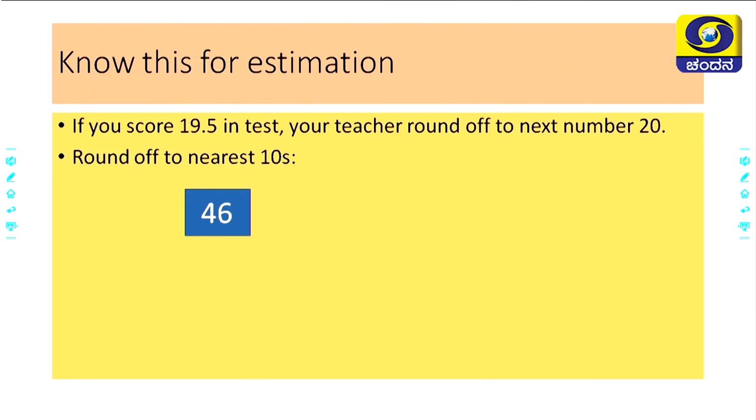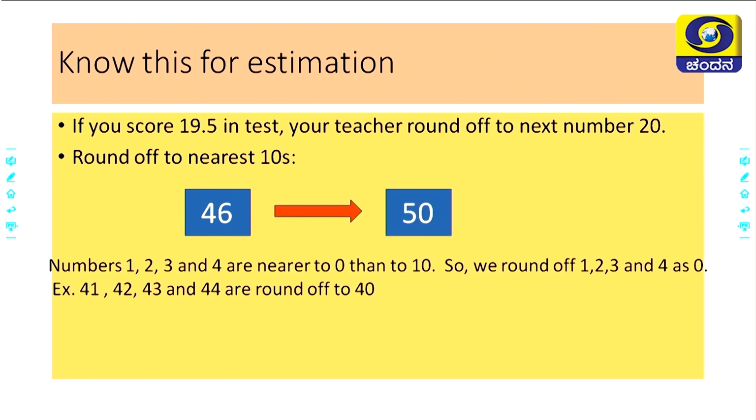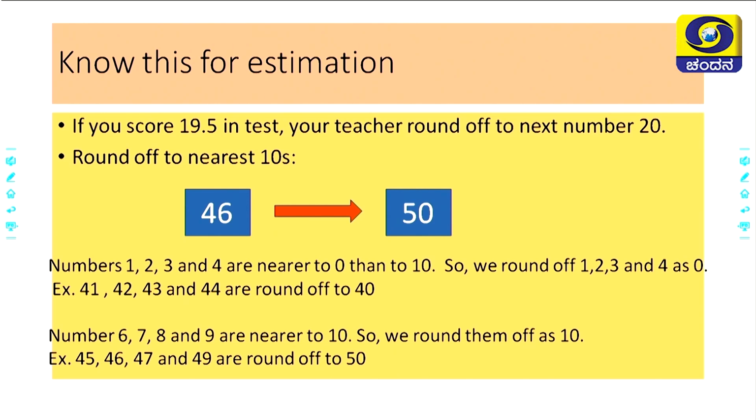46. How to round off it to the nearest 10? 46 is closer to 50 than to 40. So, we round off 46 to 50. Numbers 1, 2, 3 and 4 are nearer to 0 than to 10. So, we round off 1, 2, 3 and 4 as 0. For example, 41, 42, 43 and 44 are rounded off to 40. Similarly, numbers 6, 7, 8 and 9 are nearer to 10, so we round them off as 10. For example, 45, 46, 47, 48 and 49 are rounded off to 50.